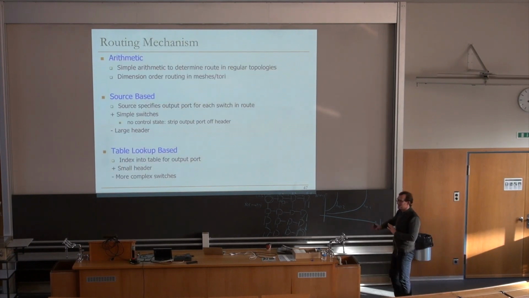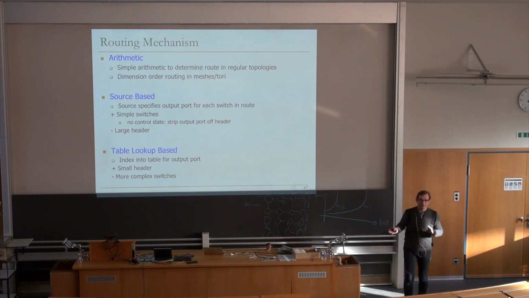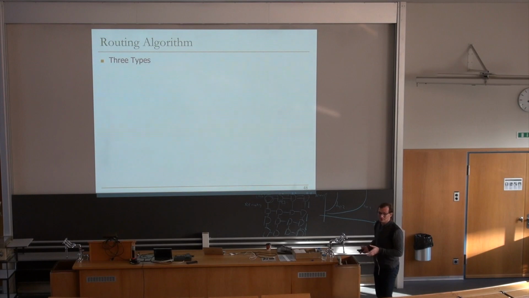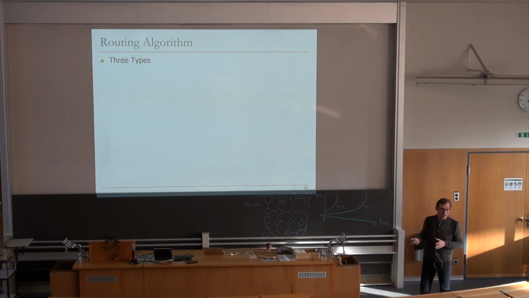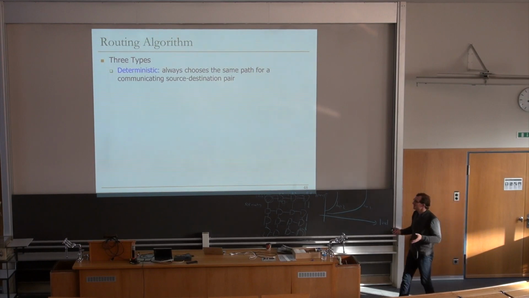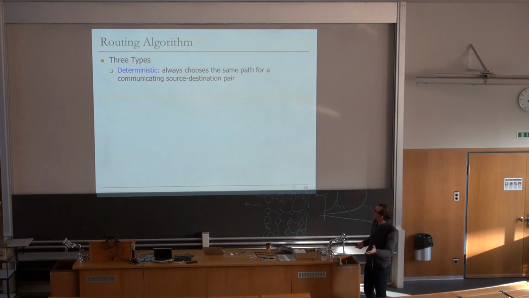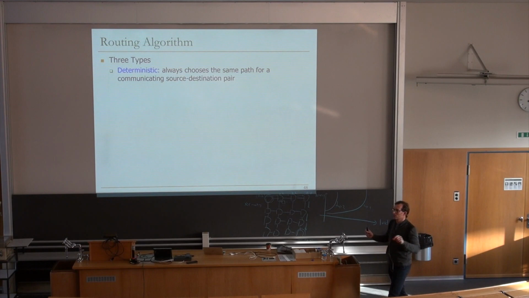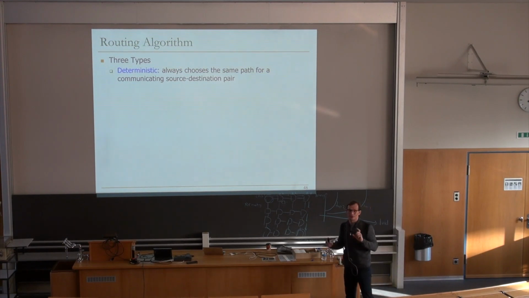And we could talk more about that. Clearly, it has a lot of effect on how you actually do the routing. There's also a routing algorithm, which also has a lot of effect in terms of many things. And there are three types of routing algorithms that we're going to cover. One is deterministic. Deterministic means given the same source-destination pair, you always choose the same path. It's deterministic. Your path is deterministic based on the source-destination pair.